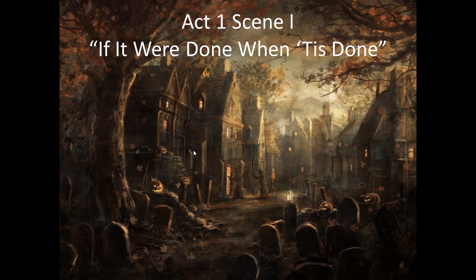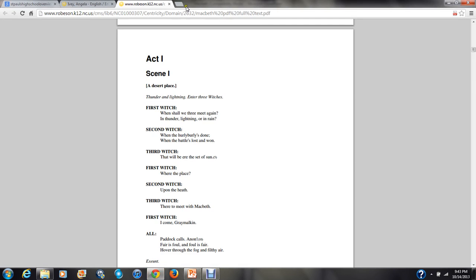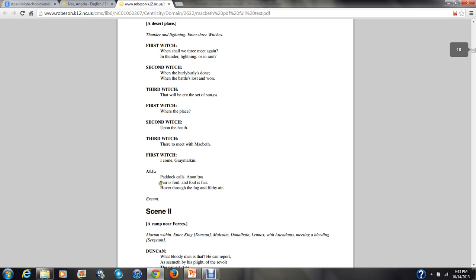Now, let's take a look at Act 1, Scene 1. I'm just going to escape out of here for just a second, and we're going to take a look at the play. This is basically Act 1, Scene 1. And we see that the witches are here, and they're talking among themselves. And we see here: fair is foul, foul is fair, hover through the fog and filthy air. This is the very first introduction. And we also see the name Macbeth right here, which tells us that they are making some plans with Macbeth.